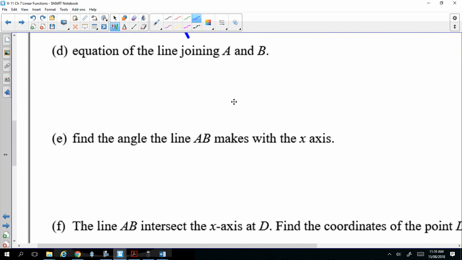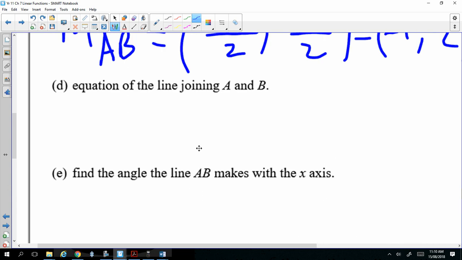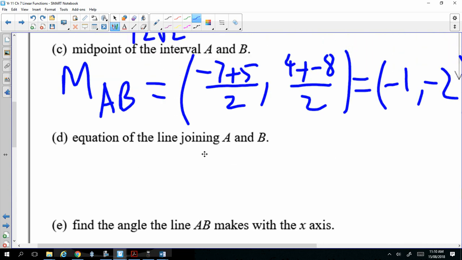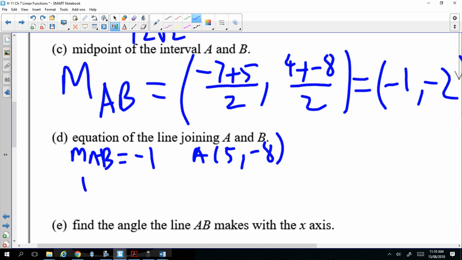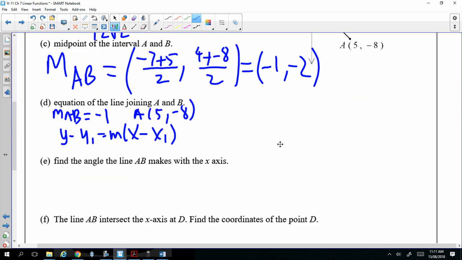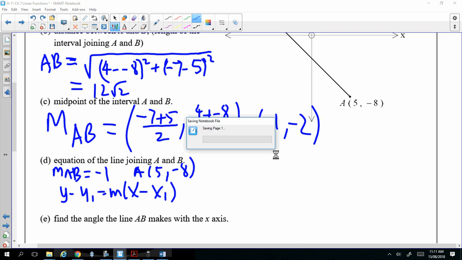So, do we know the gradient of AB? -1. What's the coordinate of A? You just use the formula y minus y1 equals m times x minus x1, which is also on the formula sheet. You just need to know how to use it. It doesn't matter, you get the same equation. You could try that later, or you can just trust me.